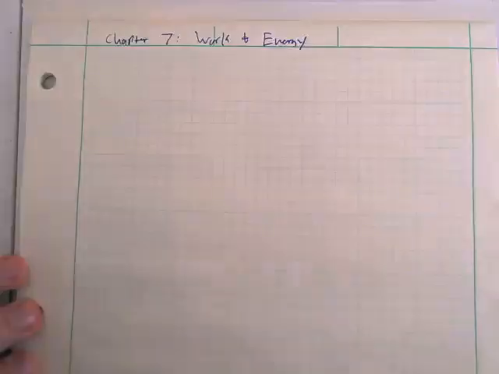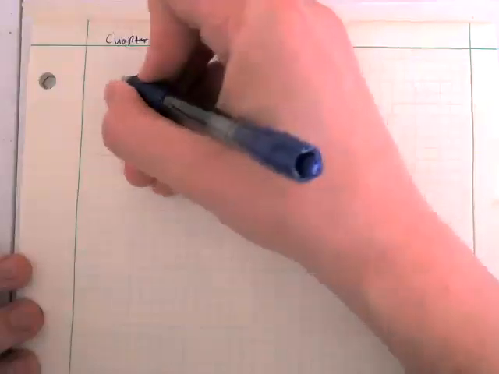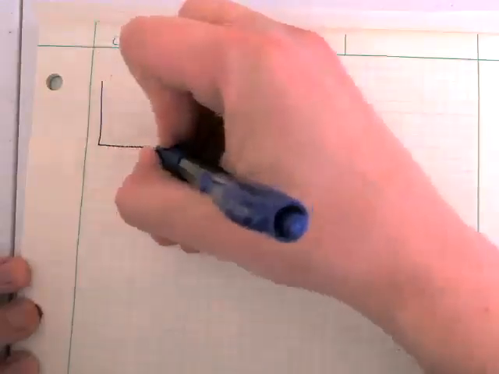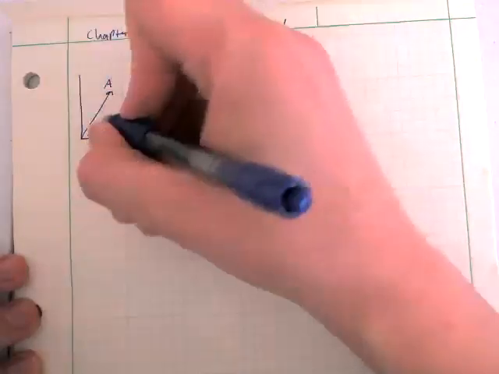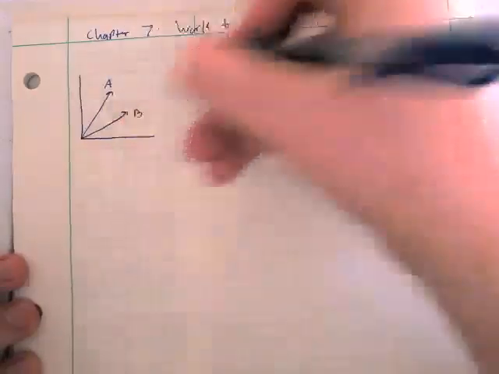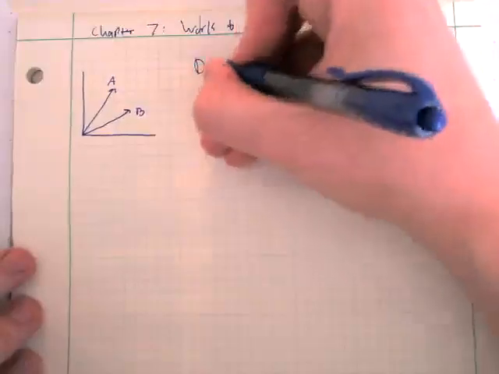So we've talked about our vectors before, right? We know how to add them, we know how to subtract them. So let's say I have two vectors, A and B, and I want to multiply them. There's a couple different ways you can do this actually, but the way that we're going to do it is we're going to take the dot product of vector A and vector B.